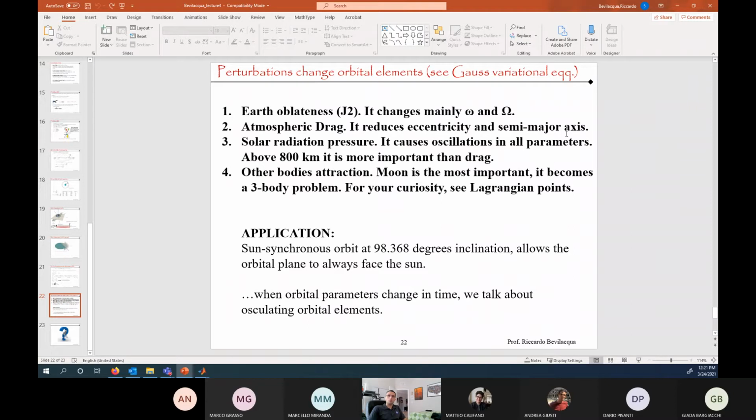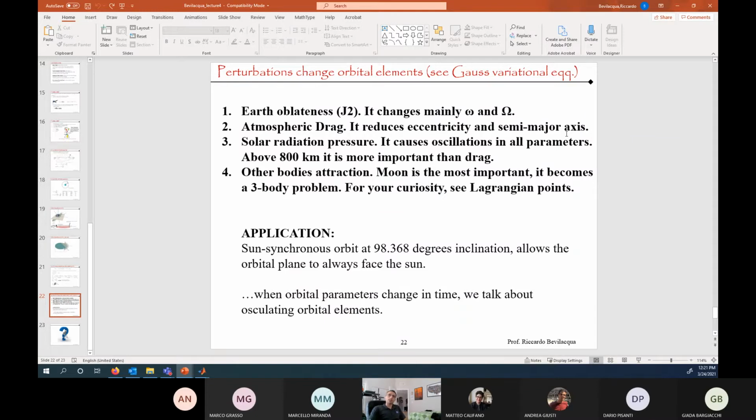You have attraction from the moon and the sun, and so those can affect your satellite. As I said before, sun-synchronous orbits are an application of the J2 perturbation. For example, if you put your satellite at about 90 degrees inclination, you will actually never be in eclipse.